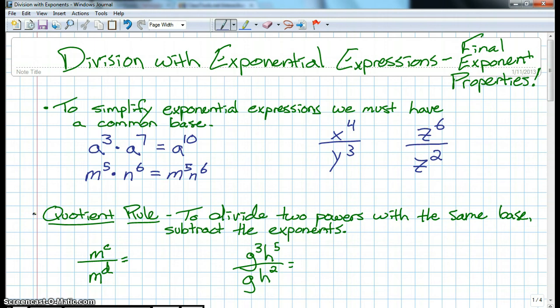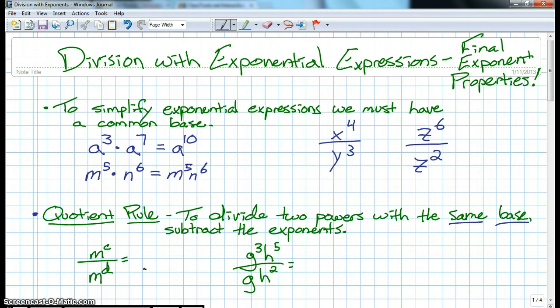Let's move down here to our quotient rule. This is our first new property of exponents that we're going to talk about today. The quotient rule says this: to divide two powers with the same base, that's what I was just talking about with those earlier examples, you just subtract the exponents. So with this general form, we have m to the c power divided by m to the power of d. So m to the c over m to the d.